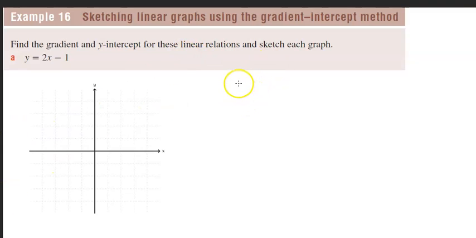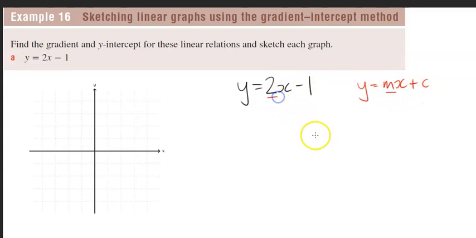Alright, let's see what we can try to determine from this. Y equals 2x minus 1. The first thing it's asking for is the gradient. Now, if we compare this to our y equals mx plus c format, we can see some parallels between the two. We know what our m is, in this case it's 2, and we know what our c is, in this case it's -1. You've got to be careful because the sign is also included in determining what the c is. This is true for m as well.